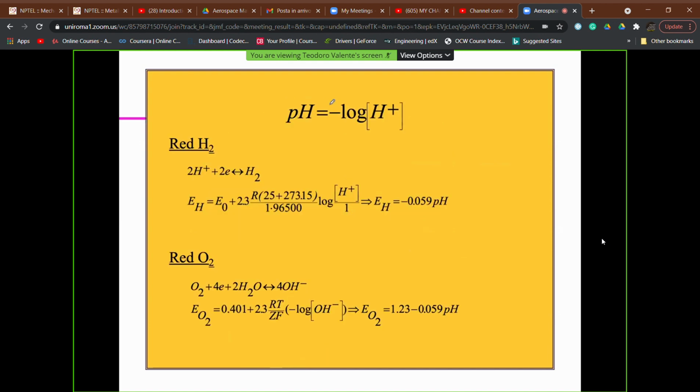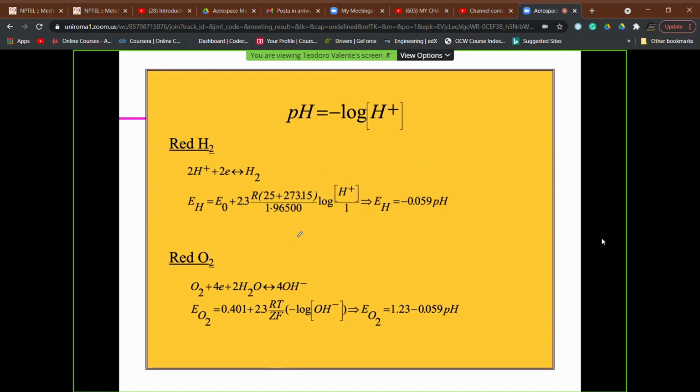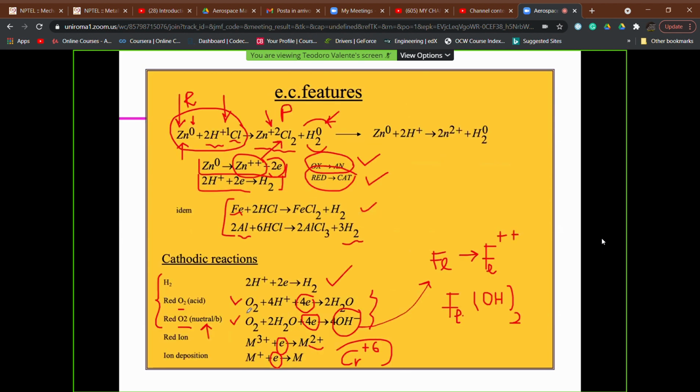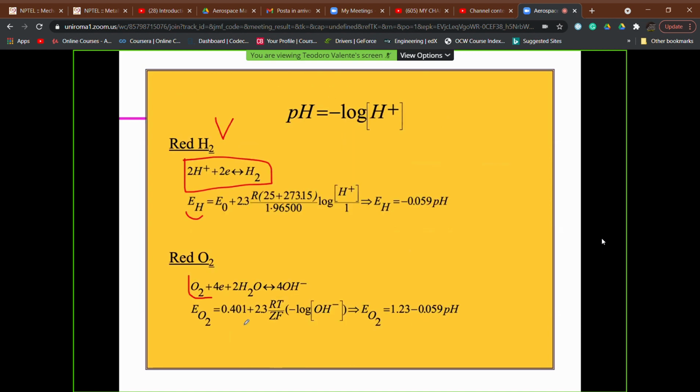We can write, we said, these Nernst equations for our anodic and for our cathodic reaction. Here you have an example of the Nernst equations written for the cathodic reaction, which is the reduction of oxygen, the reduction of hydrogen, as we have seen before. And in this case, for the reduction of oxygen, we are in a neutral or slightly basic environment, that is this second case here, okay?